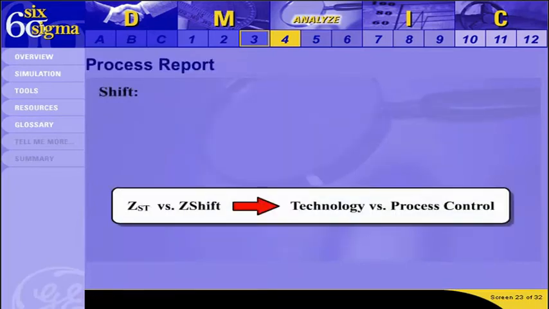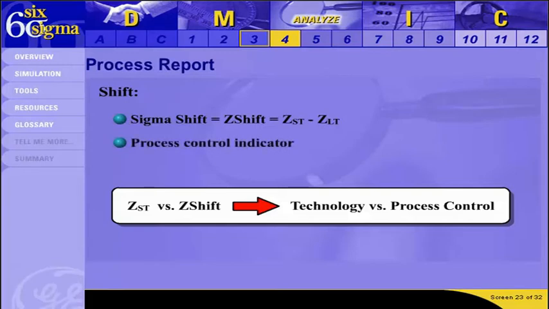Z sub st is based on the analysis of subgroups. Z sub st is calculated based on the variation within the subgroup and assuming the process mean is centered at the target. Over time, process mean shifts and variation may widen due to so-called common cause variation. Therefore, the long-term capability Z sub lt reflects the ability to maintain Z sub st over a long period of time. A process lack of control will result in a large Z shift. Commonly, if Z shift is greater than 1.5, this is a definite indication of a control problem.